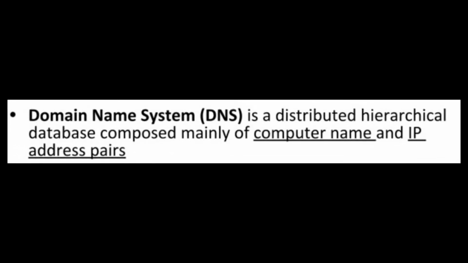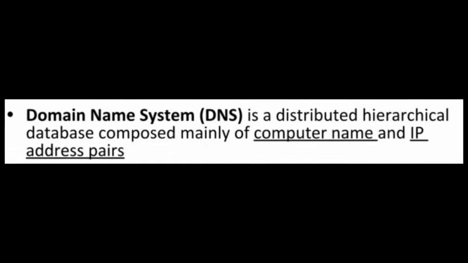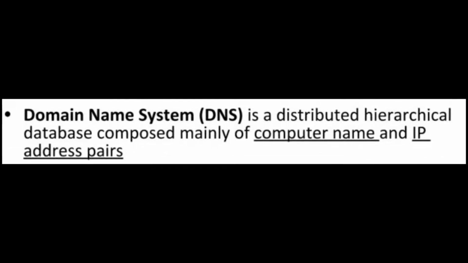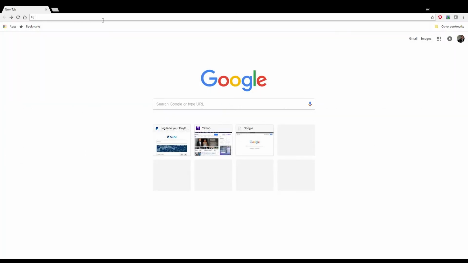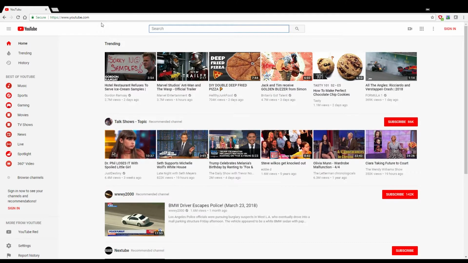So basically, DNS can be defined as a distributed hierarchical database composed mainly of computer name and IP address pairs. So instead of us actually searching for a particular IP address to get to a particular site, the DNS allows us to actually name certain IP addresses to a certain name, so it's a lot easier for us to find a particular website that we're actually trying to browse.